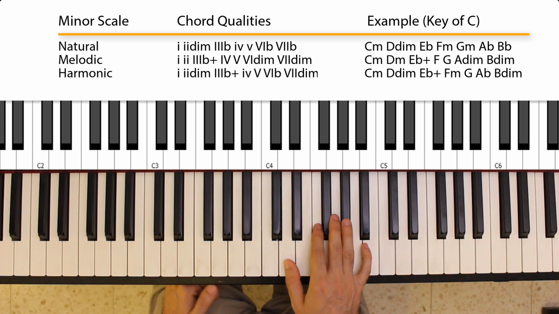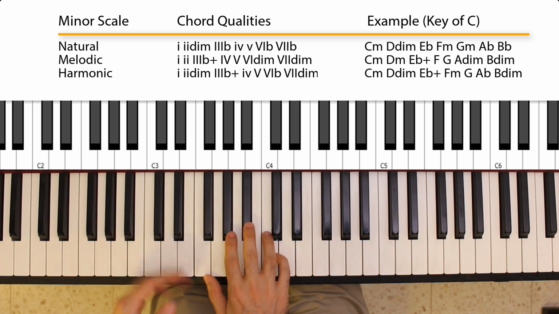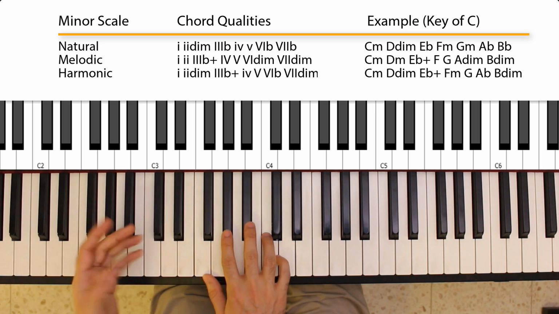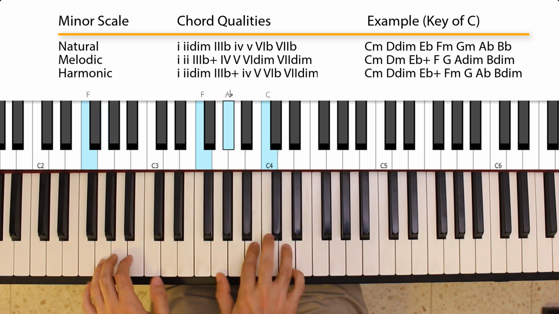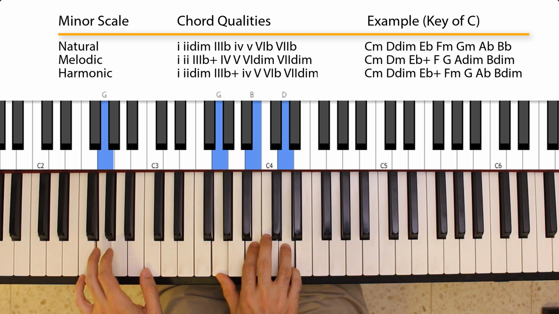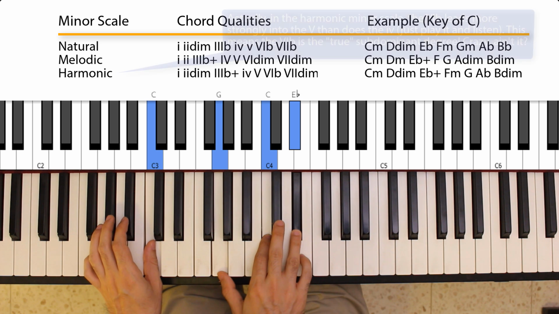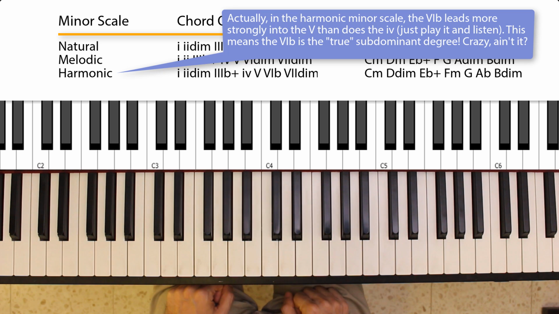So, for example, if I were to play a 4-5-1 in the harmonic minor scale in the key of C, it would sound like this. An F minor going to a G major, going to a 1 or C minor, a 1 minor. So that's basically all I want to talk about at this point.